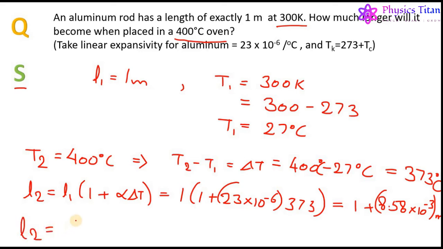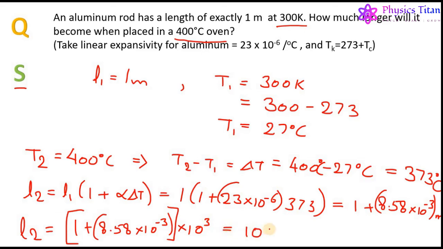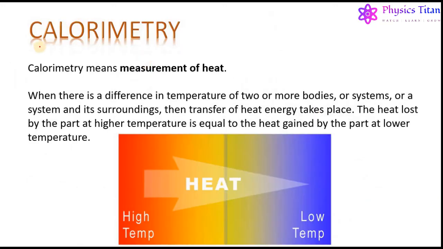That is, L2 equals 1 plus 8.58 into 10 to the power minus 3 into 10 to the power 3, which is equal to 1008.58 millimeter. So this will be the final length of the aluminum rod when placed in an oven of 400 degrees Celsius. Now let us proceed further and talk about calorimetry.